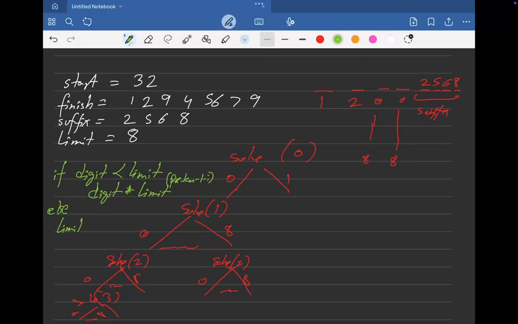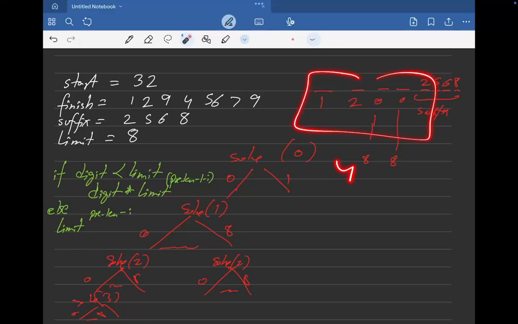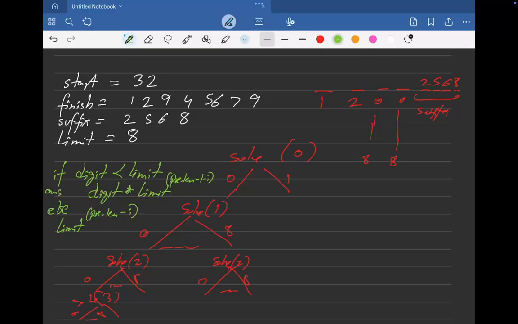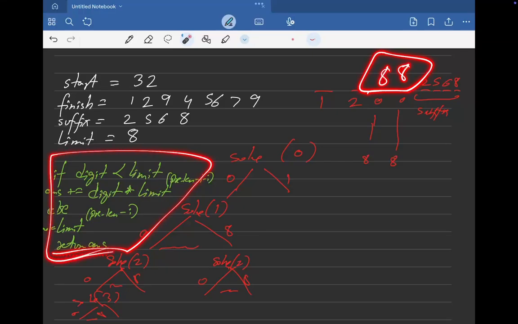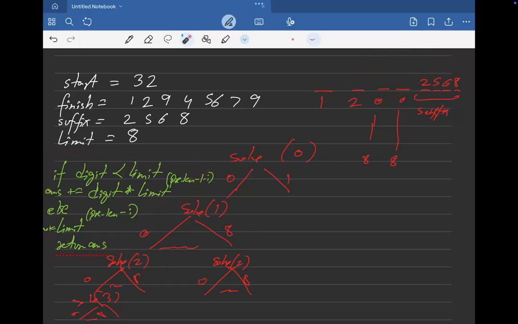So apply limit raised to power prefix length minus I. Prefix length is 4, and my I, which is my current position, 0, 1, 2, only 2. So I can place 8 choices on this cell, 8 choices on this cell. That makes sense, right? So my answer will increment on this value. Since I have already placed 8 and 8 bits, I will just return my answer from this state. I will not calculate it further. I will just put 8 and 8, stop the calculation, and just return the result, right? Makes sense? Yes.